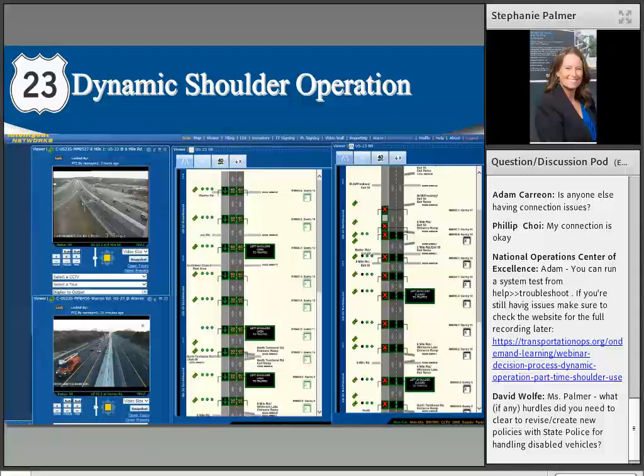So here is kind of a software capture of our dynamic shoulder operation. The upper left corner is showing our normal cameras. They're 90-foot poles. So we have continuous coverage of our whole corridor, looking at the entire corridor through that. Then the camera on the lower left is actually our low-light cameras. For this corridor, most of it is dark. We do not have freeway lighting, so we need to be able to see in dark conditions, especially during our morning peak that occurs in the dark when we have to open it.